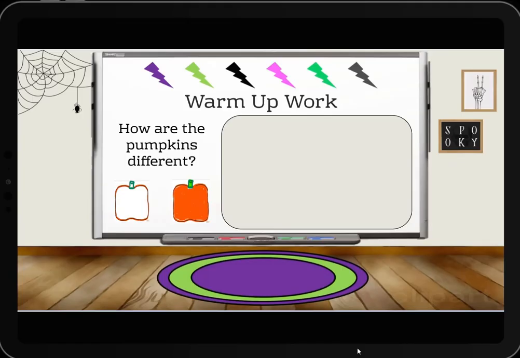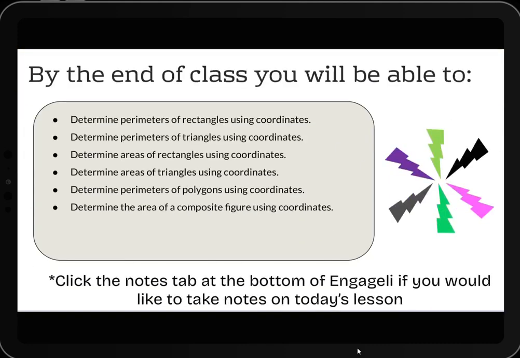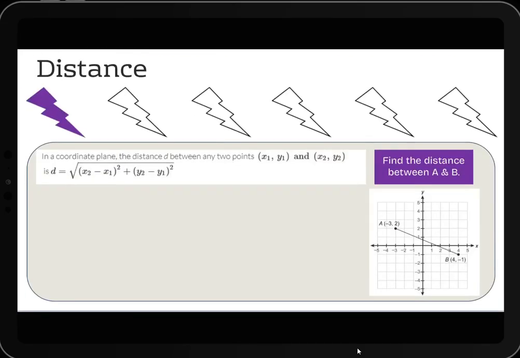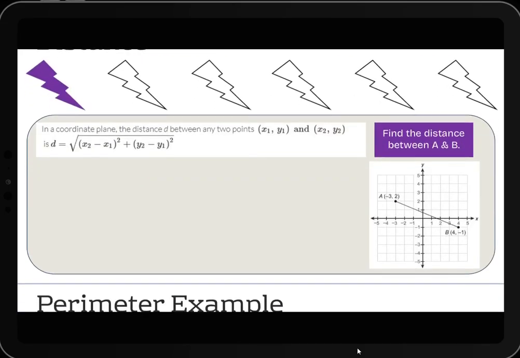So it's just that time of the year where we want us to be as relaxed as possible, right? And being relaxed, this is the lesson for Friday, so we want you to be prepared to do the following. We're going to determine the perimeters and the areas of rectangles and triangles, along with polygons and composite figures in the coordinate plane. So we're going to go ahead and review distance really quick, and then do some examples with perimeter and examples with area. All right, starting with the coordinate plane, we want to use the distance formula today.